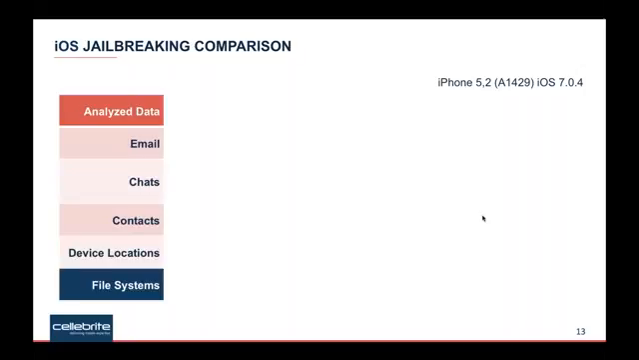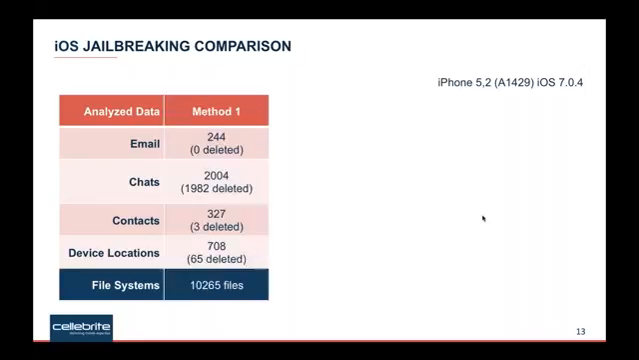So I took a small snapshot of different databases that were interesting, so email, chats, contacts, and device locations, as well as the actual quantity of files that are extracted from the file systems. Now, going through the normal method 1, which is the backup type of extraction, you'll see that there's 244 emails, 2,004 chats, and so on. In total, there was 10,265 files pulled from the file system.